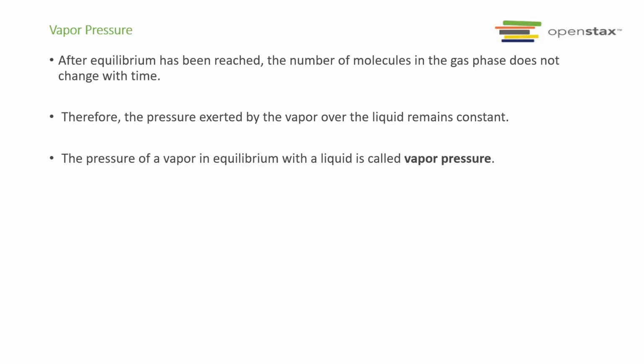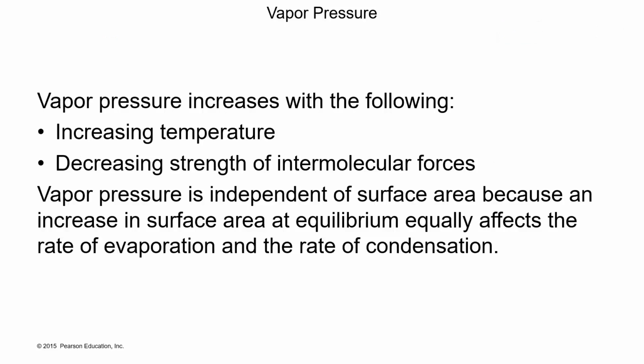After equilibrium has been reached, the number of molecules in the gas phase does not change with time. Therefore, the pressure exerted by the vapor over the liquid remains constant. The pressure of a vapor in equilibrium with a liquid is called vapor pressure. Vapor pressure increases with increasing temperature and decreasing strength of intermolecular forces. Vapor pressure is independent of surface area, though, because an increase in surface area at equilibrium equally affects the rate of evaporation and the rate of condensation.